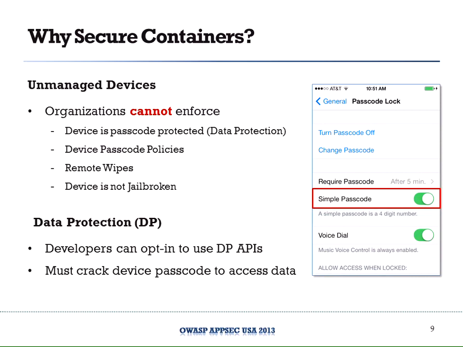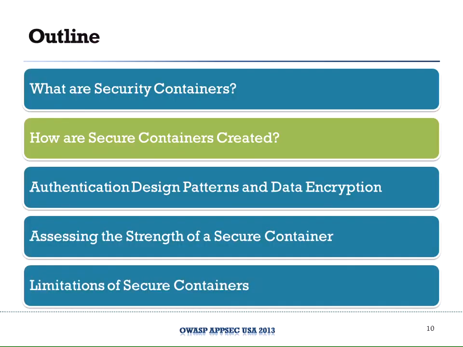Other policies, of course, are like remote wipes. I don't manage that device. What if it gets lost or stolen? How can I trigger a remote wipe? And when you're running on a jailbroken device, all the built-in iOS security features no longer exist. So it's a big security risk.